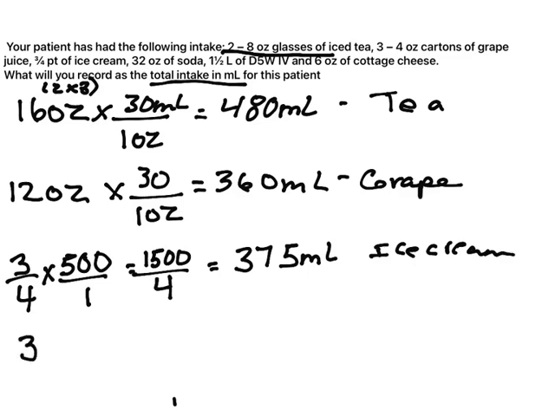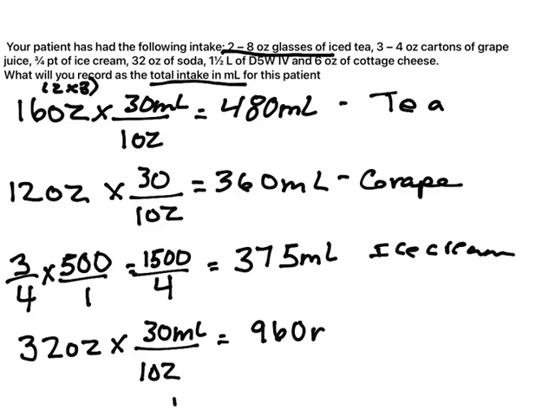And then the patient had 32 ounces of soda. So we know 1 ounce is 30 mLs. So we've got to convert those ounces to mLs. So that's going to give us a total of 960 mLs of soda.